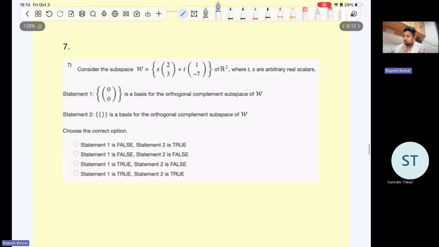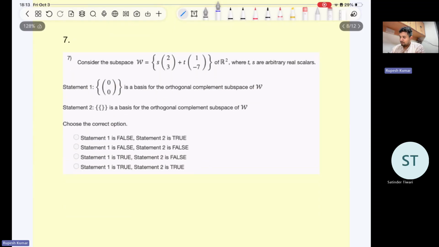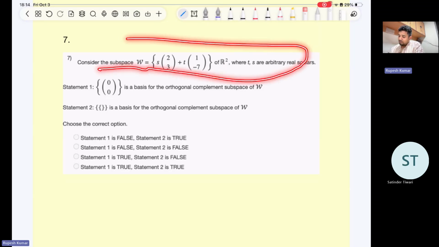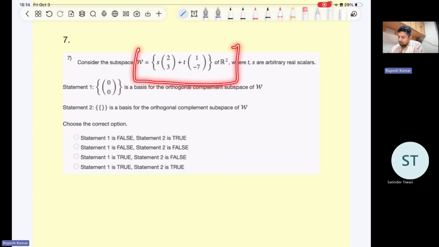Consider the subspace W equals S times (2, 3) plus T times (1, -7). So it is a subspace of R2, where S and T are arbitrary real scalars. Two statements are given, and we have to verify whether they are correct or not. First of all, the question says these are subspaces, so I hope you can verify that this satisfies all the properties of a vector space.